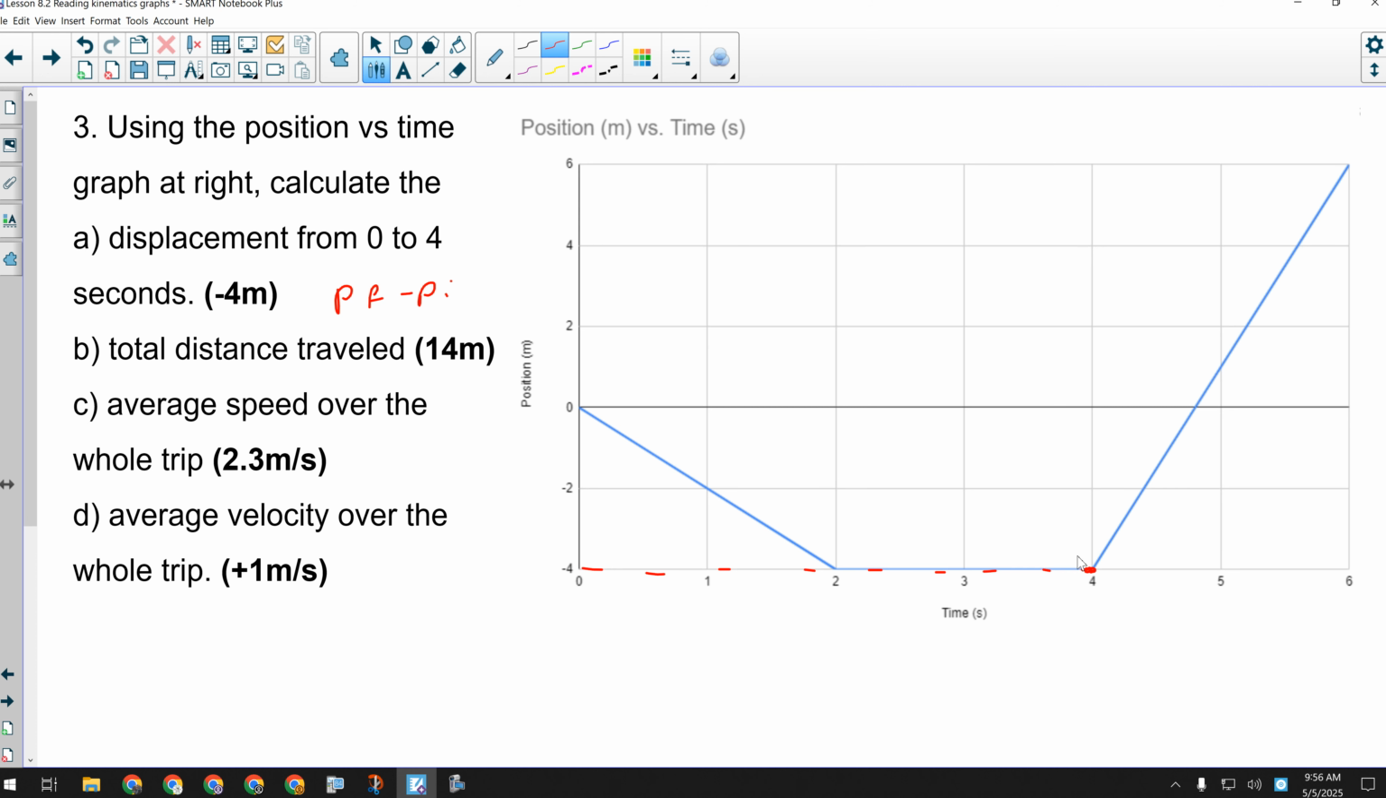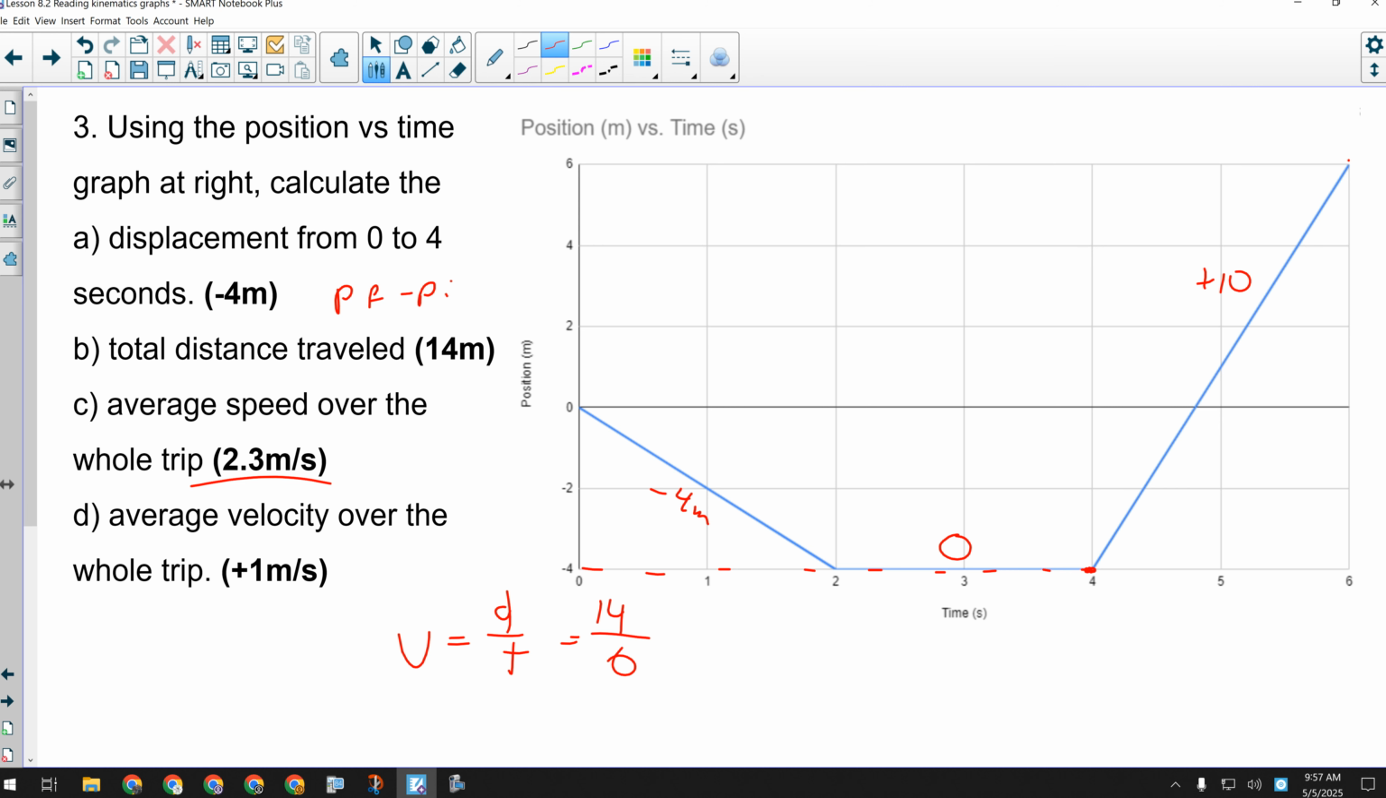For part B, total distance traveled. In this section, we go from 0 to -4 meters. Then we don't go anywhere. And then we go from -4 to +6. That should be +10. So our total distance traveled is 14 meters, because distance doesn't care whether it's positive or negative. Average speed over the whole trip is total distance divided by time. So that's 14 divided by 6, which gives us 2.3 meters per second.